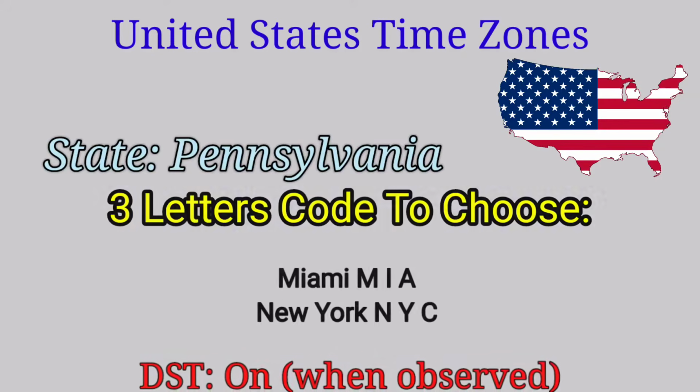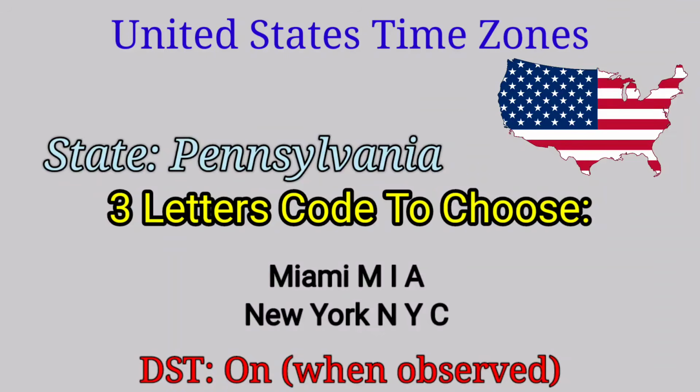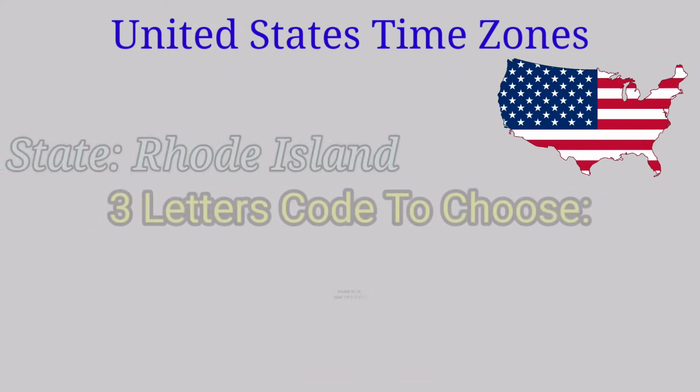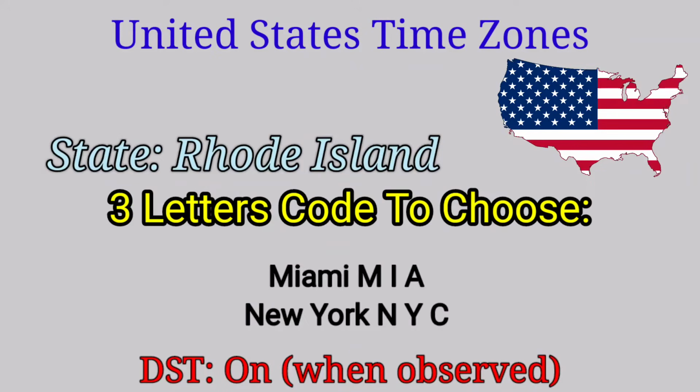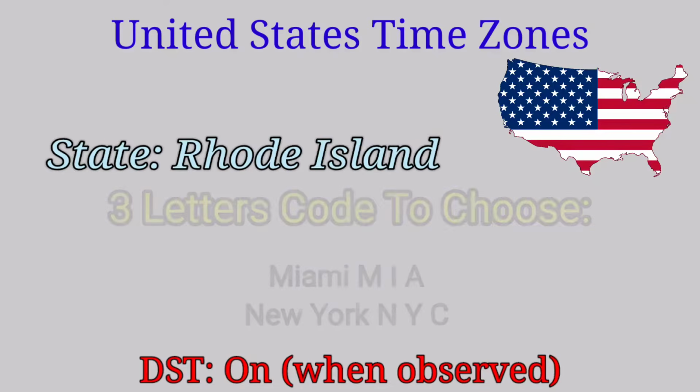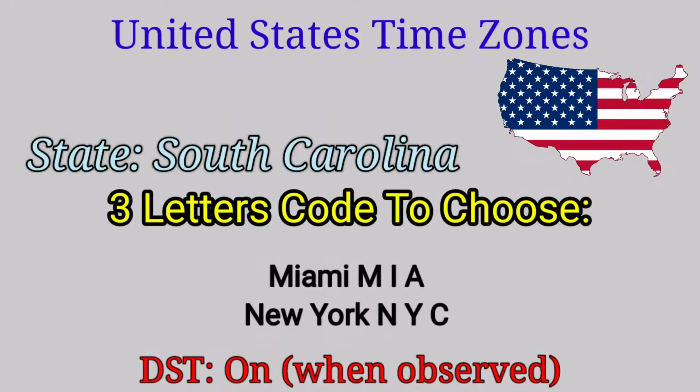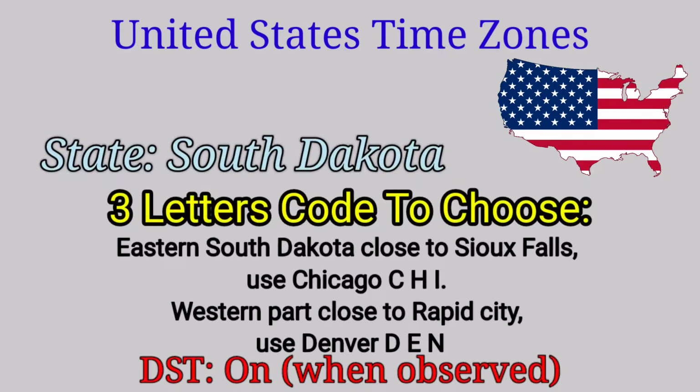For the state of Pennsylvania, use Miami code MIA or New York City code NYC, that is for Eastern Time Zone. For Rhode Island, use Miami MIA or New York City NYC. For South Carolina, you will need to pick either Miami MIA or New York NYC on your watch. For South Dakota, you will need to choose between two time zones depending on where exactly you are. If you are in the eastern South Dakota close to Sioux Falls, use Chicago CHI. If you are in the western part including Rapid City, use Denver DEN.